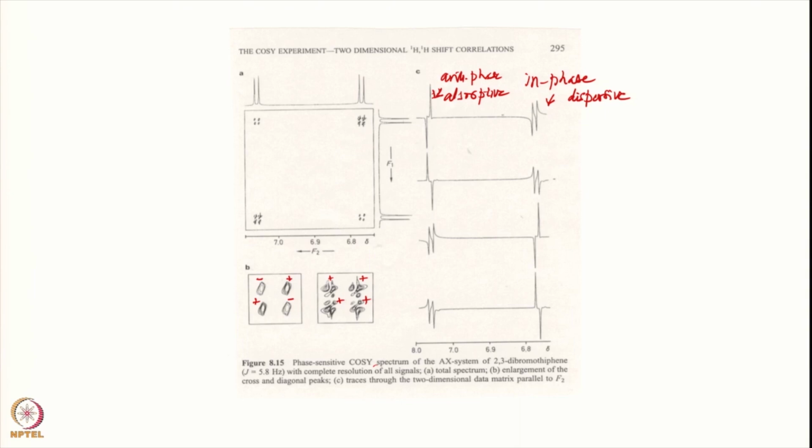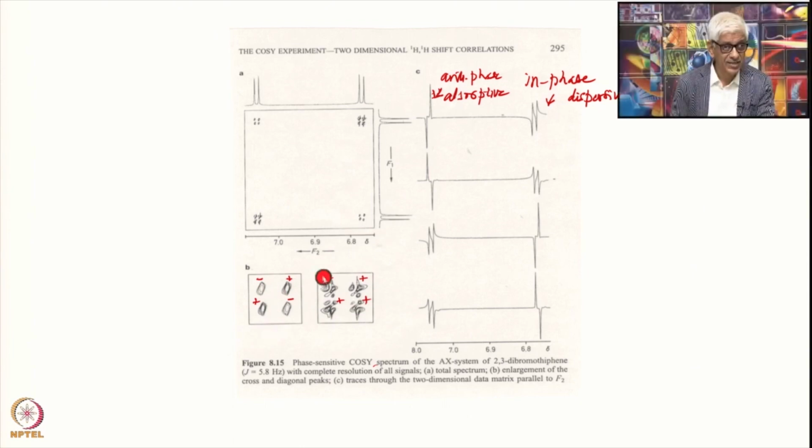All are in phase, that is why I say positive, positive, positive, positive, but they have dispersive line shapes. These dispersive line shapes create a very ugly shape here. What is plotted here? This is the contour plot. The top is a cross section. But when you display a 2-dimensional spectrum, you represent it as a contour plot.